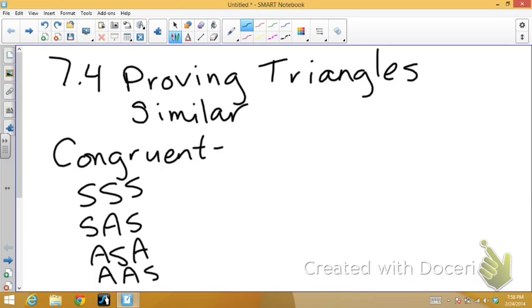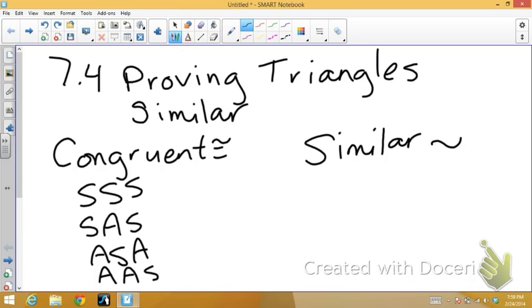I needed 3 equal sides, or a side, an angle, and another side that were equal on both triangles. When we're proving triangles similar, also remember the signs for congruent look like that. If we're proving triangles similar, we only use the little squiggle. We don't need the equal sign because we're not proving they're the same. We're proving that they're the same shape but a different size.